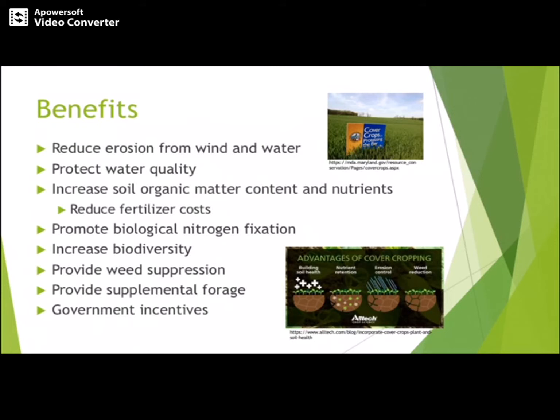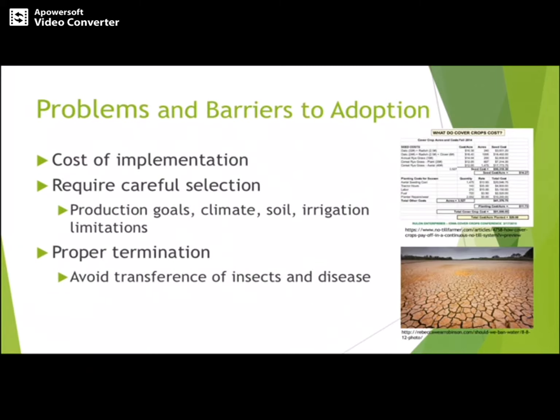Cover crops provide numerous benefits such as reducing erosion, protecting water quality by protecting soil nutrients, increasing the organic matter and nutrients of the soil, which in turn reduces fertilizer costs, the promotion of biological nitrogen fixation, increased biodiversity by planting different varieties of crops, providing weed suppression and supplemental forage, and lastly, there are also government incentives available to farmers who implement cover crops which can help cut down on costs.